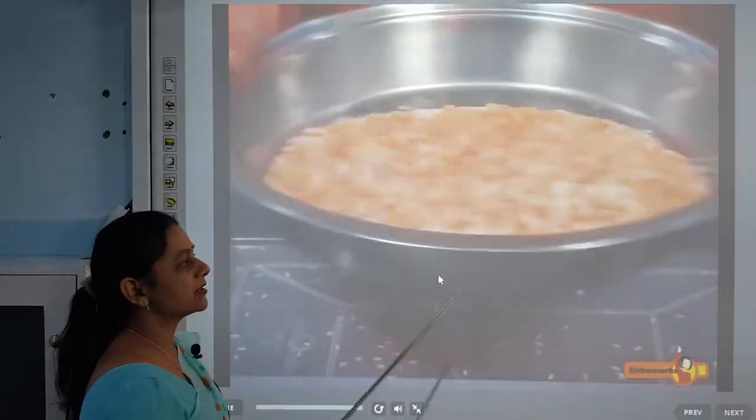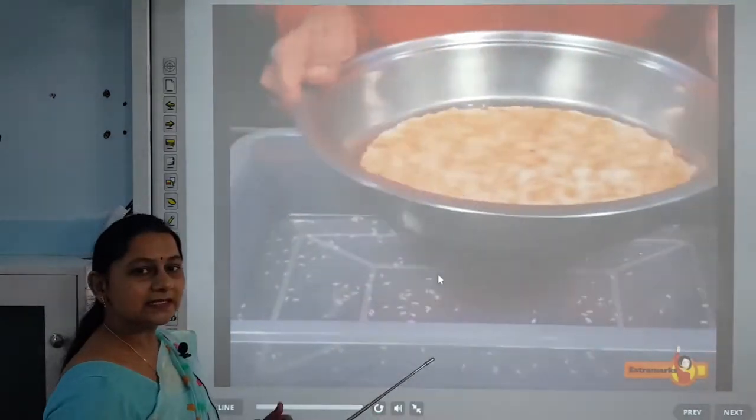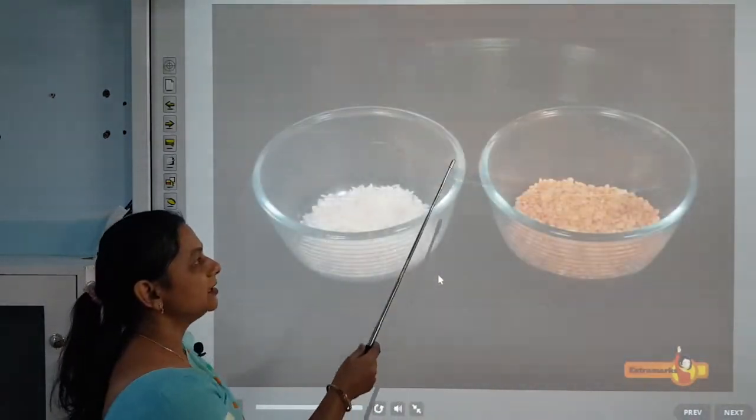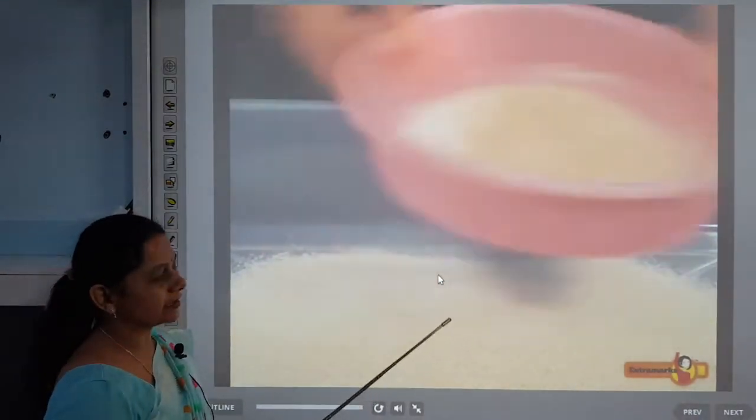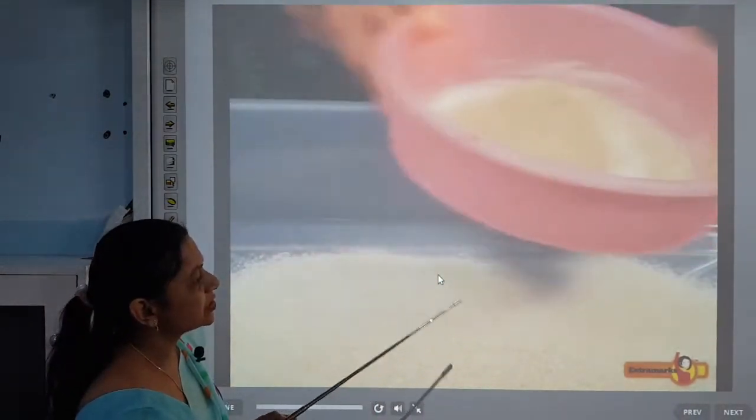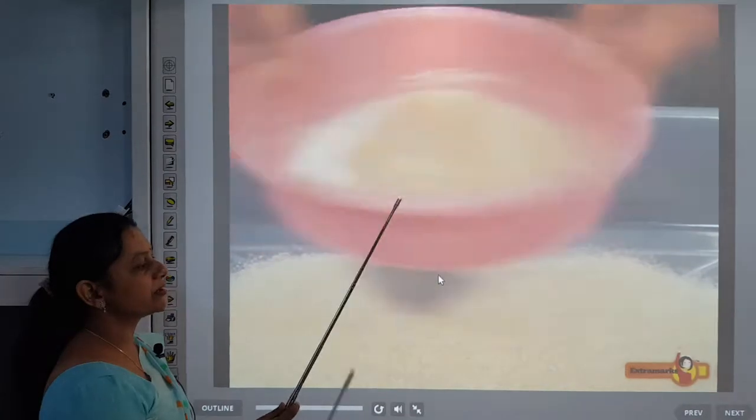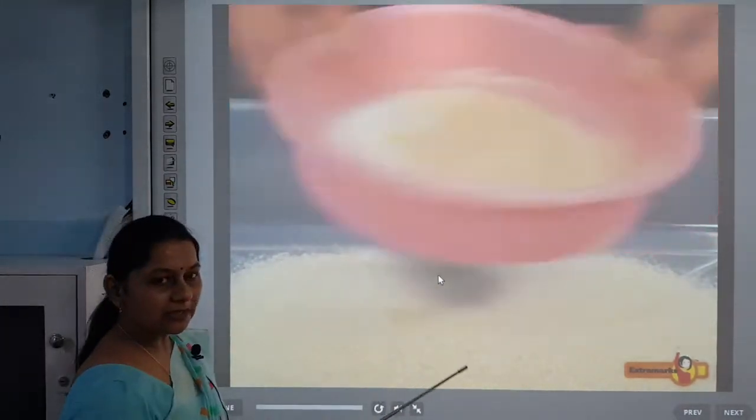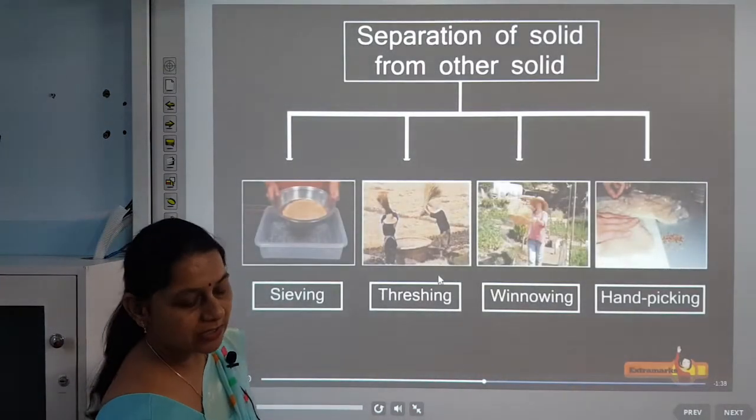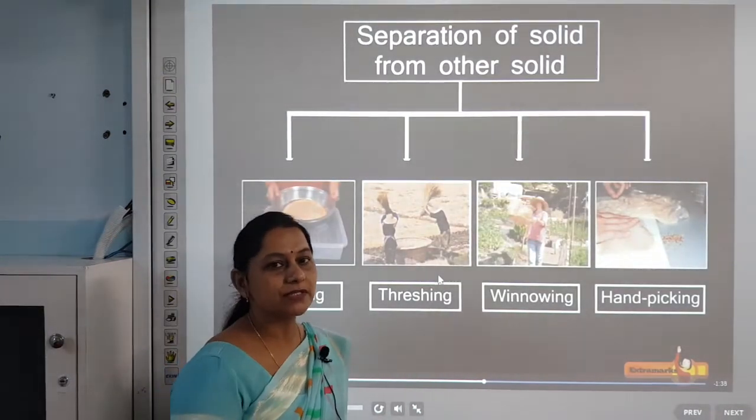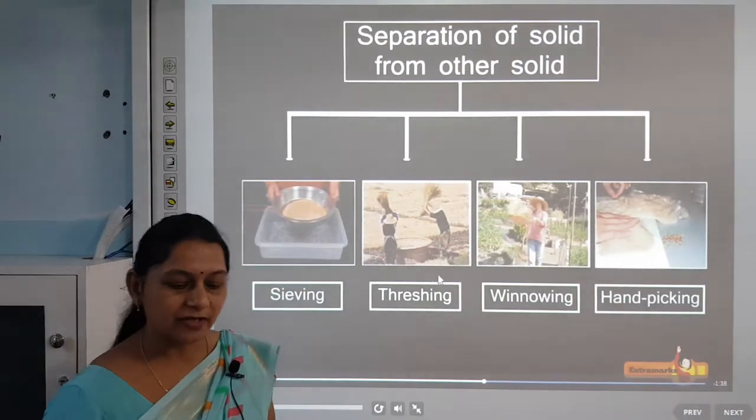You can also separate rice that is much smaller than the pulses. Here the size is different. Similarly, this process is also used to separate the bran from the flour. So, this is a method which is usually used to separate the constituents when they are of different sizes.